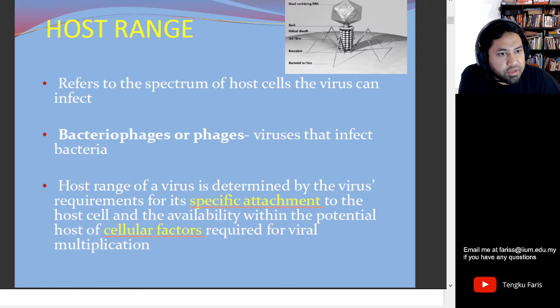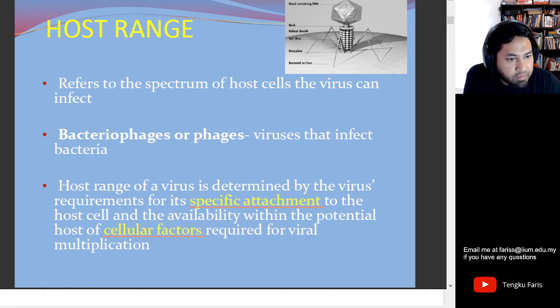The host range. What do we mean by the host range? The host range refers to the spectrum of host cells the virus can infect. This is an example of the bacteriophage. I think this is the T4 bacteriophage, a virus that commonly infects bacteria like E. coli. It has a very robot-like structure. Bacteriophages, or simply phages, are viruses that infect bacteria.